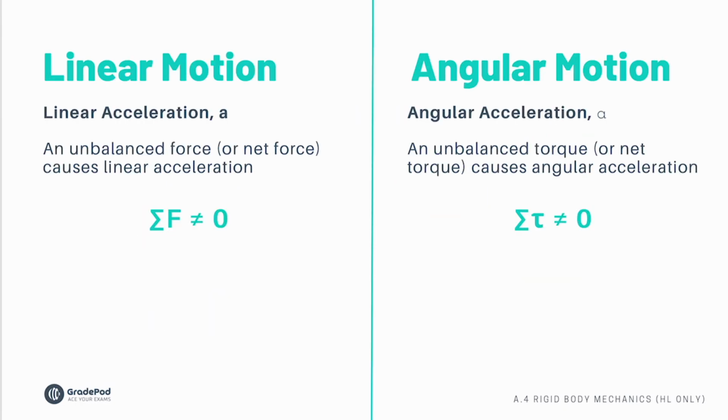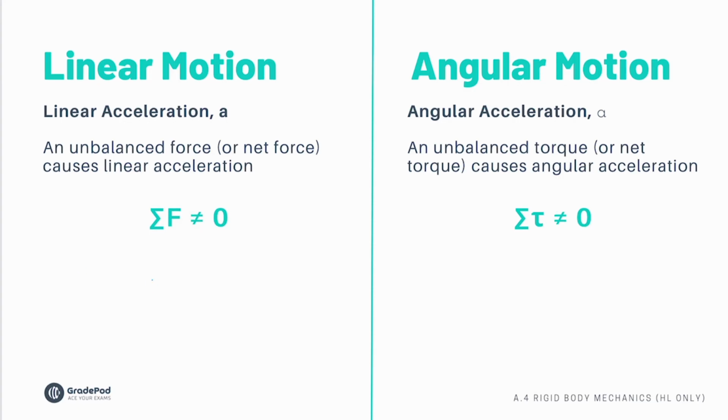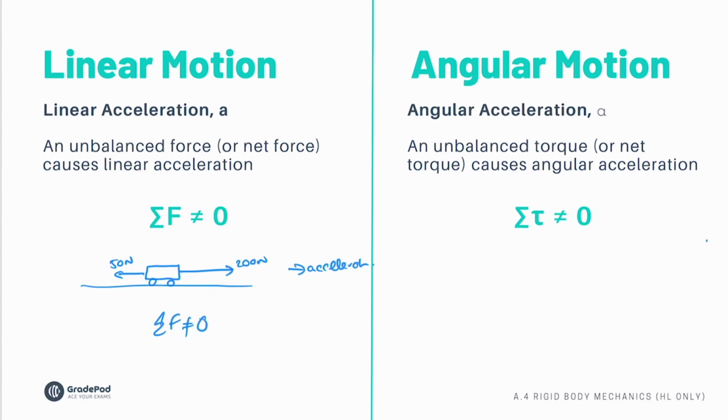Just like there's a similarity between Newton's first law in linear and angular motion, there's a similarity between Newton's second law in linear and angular motion. Do you remember that Newton's second law is based on the fact that an unbalanced force causes acceleration? That basically means that when the sum of the forces is not equal to zero, we've got acceleration. The exact same thing happens when we're looking at angular motion.